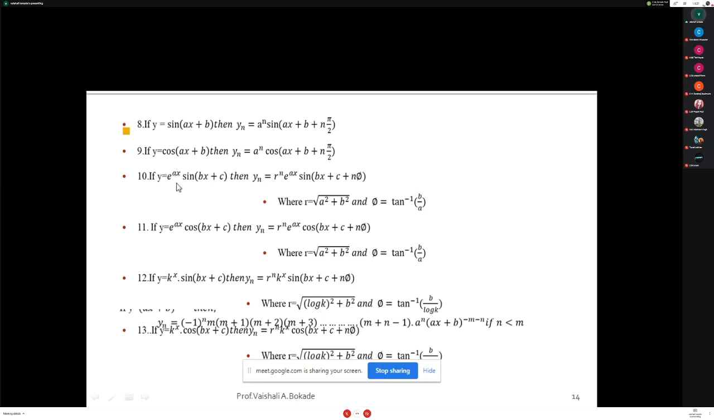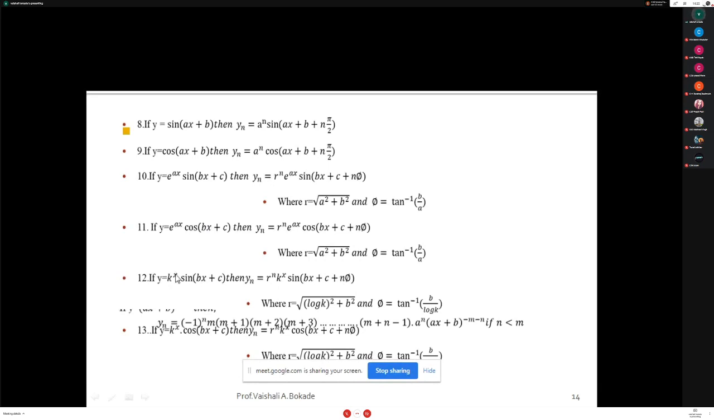Whenever I'm having e raised to ax into sine of bx plus c, we are having yn as: just write e raised to ax as it is, I'm writing sine of bx plus c as it is, plus n phi, into r raised to n. Don't forget to write the values for r and phi. R is equal to root of a square plus b square, and phi is tan inverse of b upon a. Similar is the formula for e raised to ax into cos. Just replace sine by cos, the formula remains as it is. R value, phi value remain as they are.